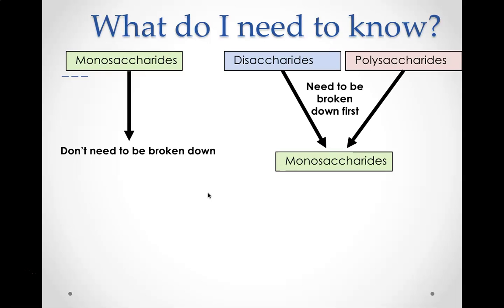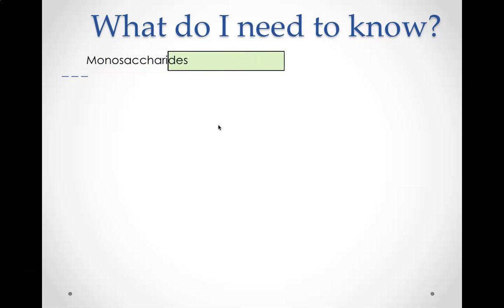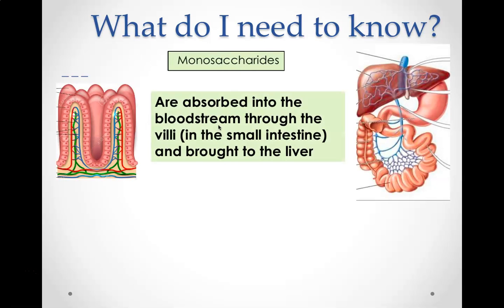We have the salivary amylase, we have pancreatic amylase. Different enzymes are going to be secreted, and their goal is to break apart these disaccharides and polysaccharides into monosaccharides. So once that breaking apart process has happened, and we're left with only monosaccharides, the first step is that they are going to be absorbed into the bloodstream through the villi in the small intestine. So if you remember those tiny little projections that are in the small intestine to help increase surface area.